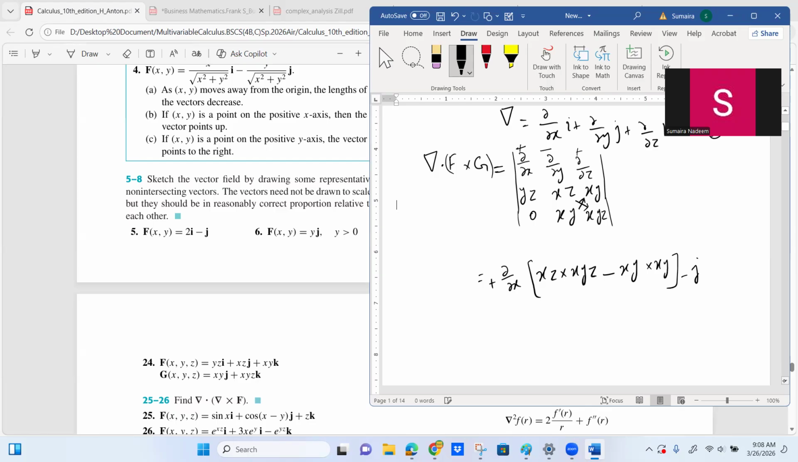Similarly, minus partial by partial y into, hiding this row and column, yz multiplied by xyz minus xy multiplied by 0. And then the last value is partial by partial z; I hide the row and the column, and then I find yz multiplied by xy minus 0 multiplied by xz.